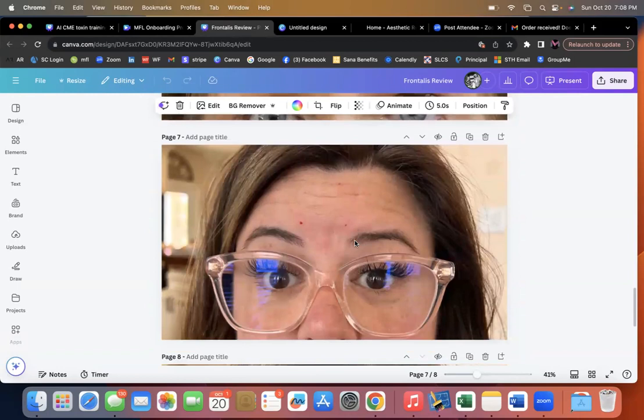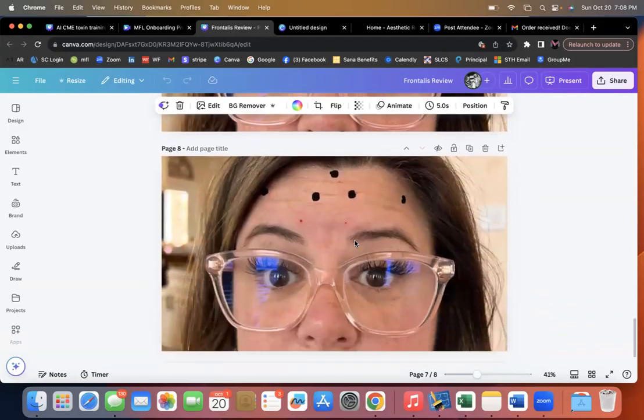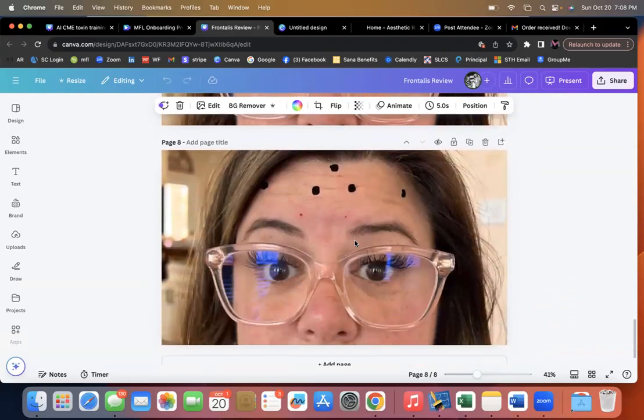What do you think about this patient? Large or small? Small, small, small. Very good. This patient has a very small forehead. She does not have any rainbows. And so this is exactly how I treat this patient as well.